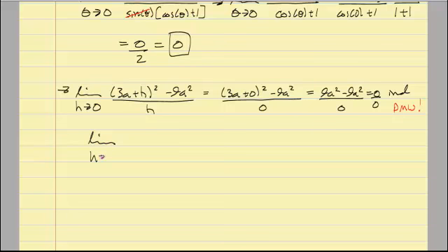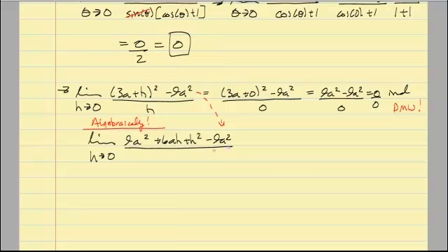The limit as h approaches 0. And I'd like to go ahead and expand this. So again, we're going to look at this algebraically. And that's why our algebra skills are so important. And plus it's just fun. So if we expand this (3a plus h) quantity squared, I end up with 9a squared plus 6ah plus h squared minus 9a squared. Now the minus 9a squared came from right here. Okay, and this is all over h.